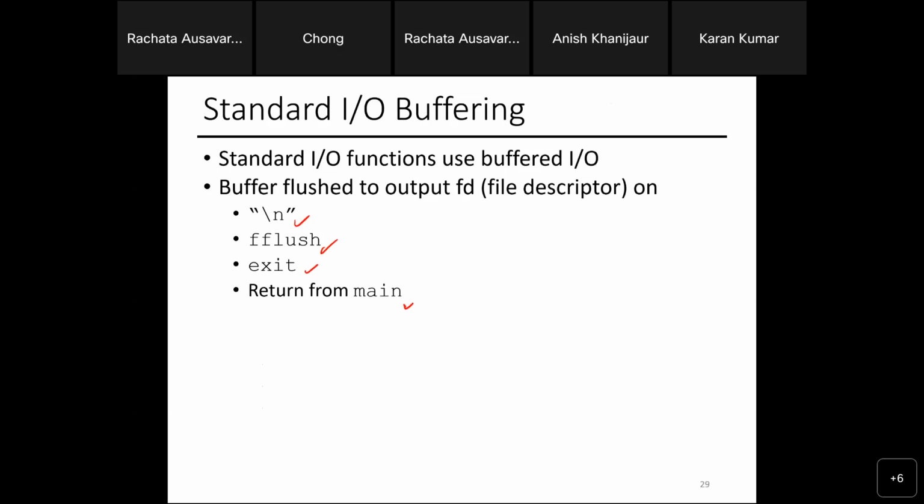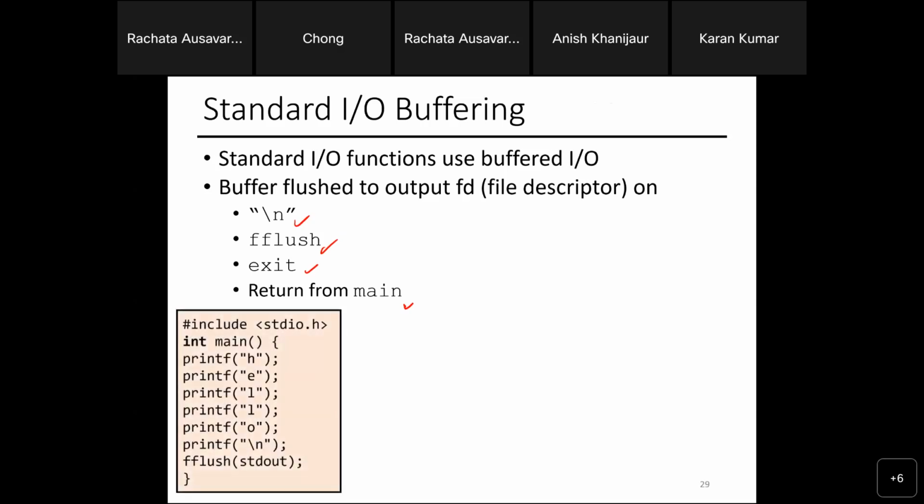Why do we do it at the time you see \n or fflush? Because that's where the target needs something to show to the user, right? So let's say you do this. I do printf "HELLO", and then the last line printf "\n". I can then add fflush to the standard output as well, right? So that's like my simple hello with new line.